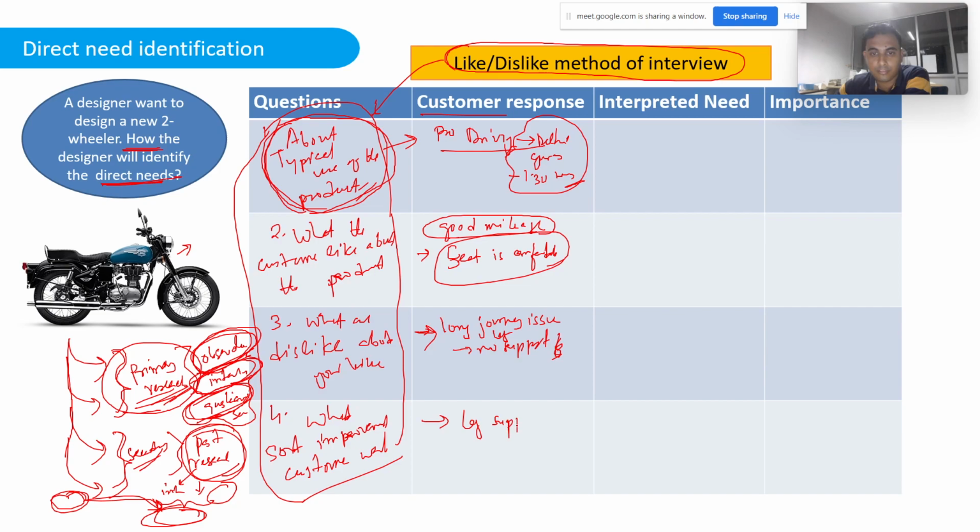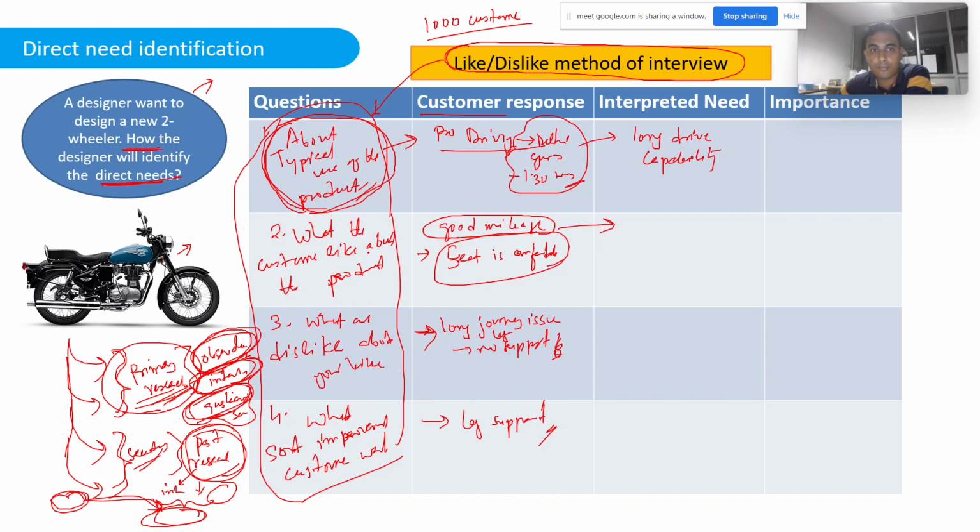Okay. See, this is how you actually do an interview when you do the contextual inquiry for your need identification. You do this for more than 1,000 customers. So you are one of the customers. Imagine from your response, I have interpreted certain needs. The first need is long drive capability, right? Right.